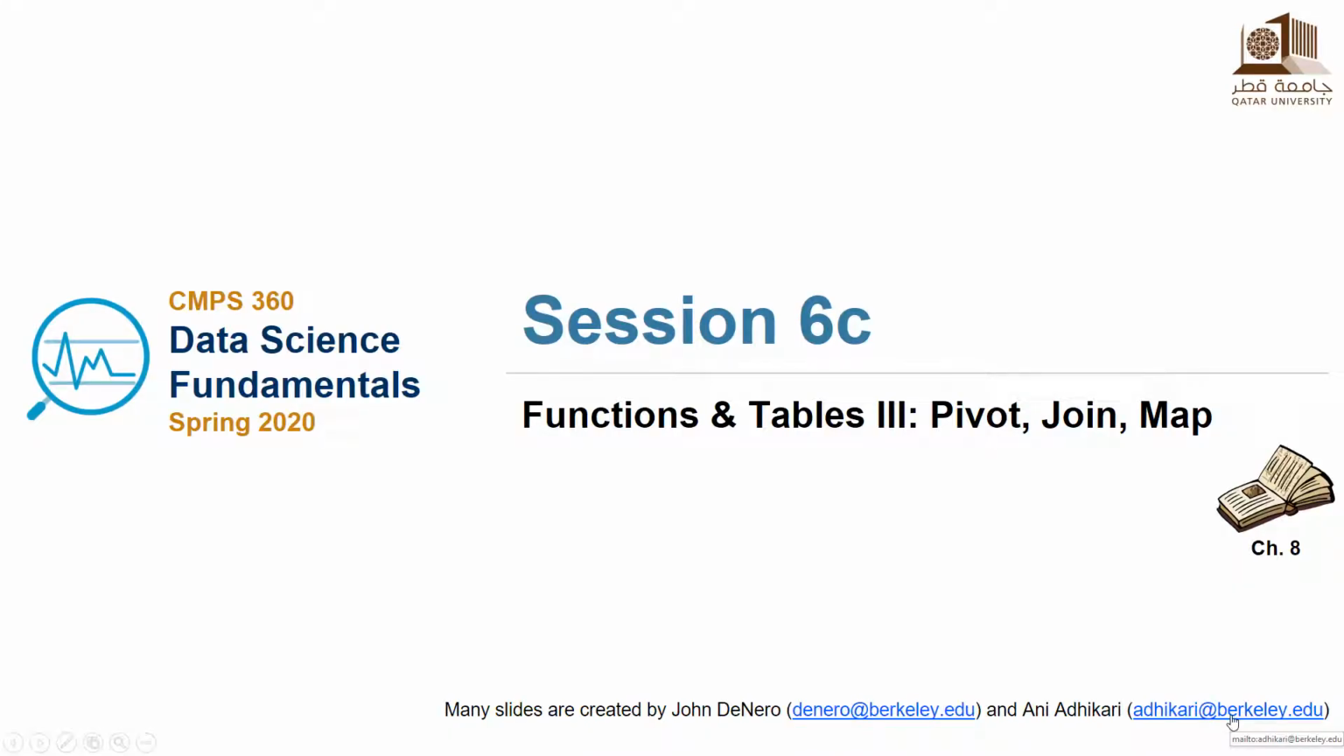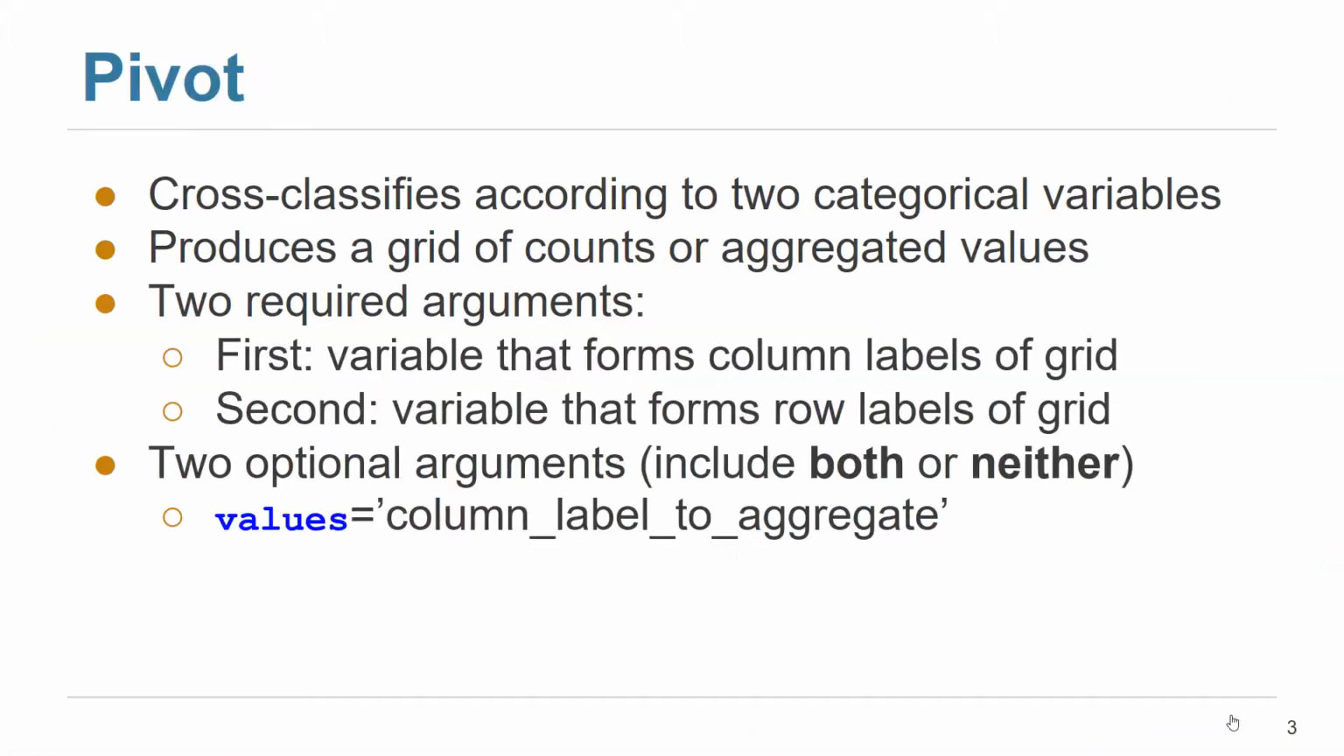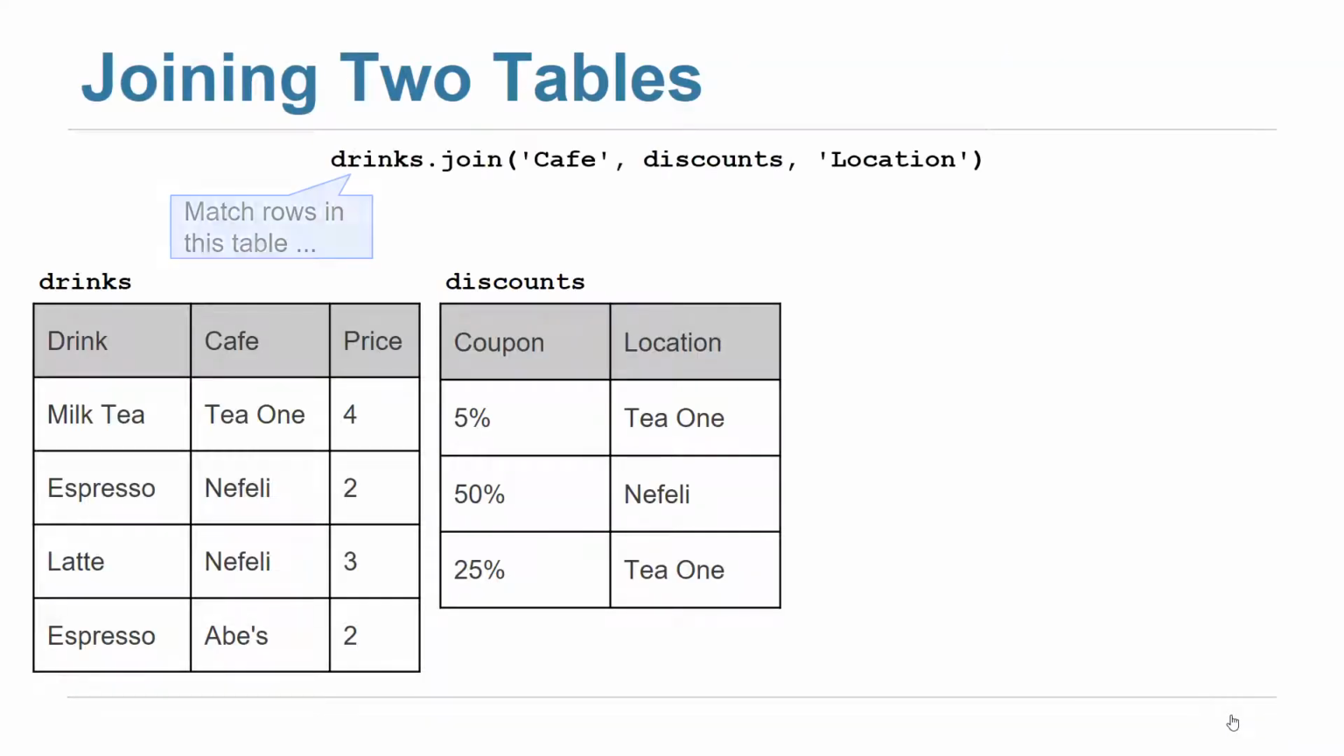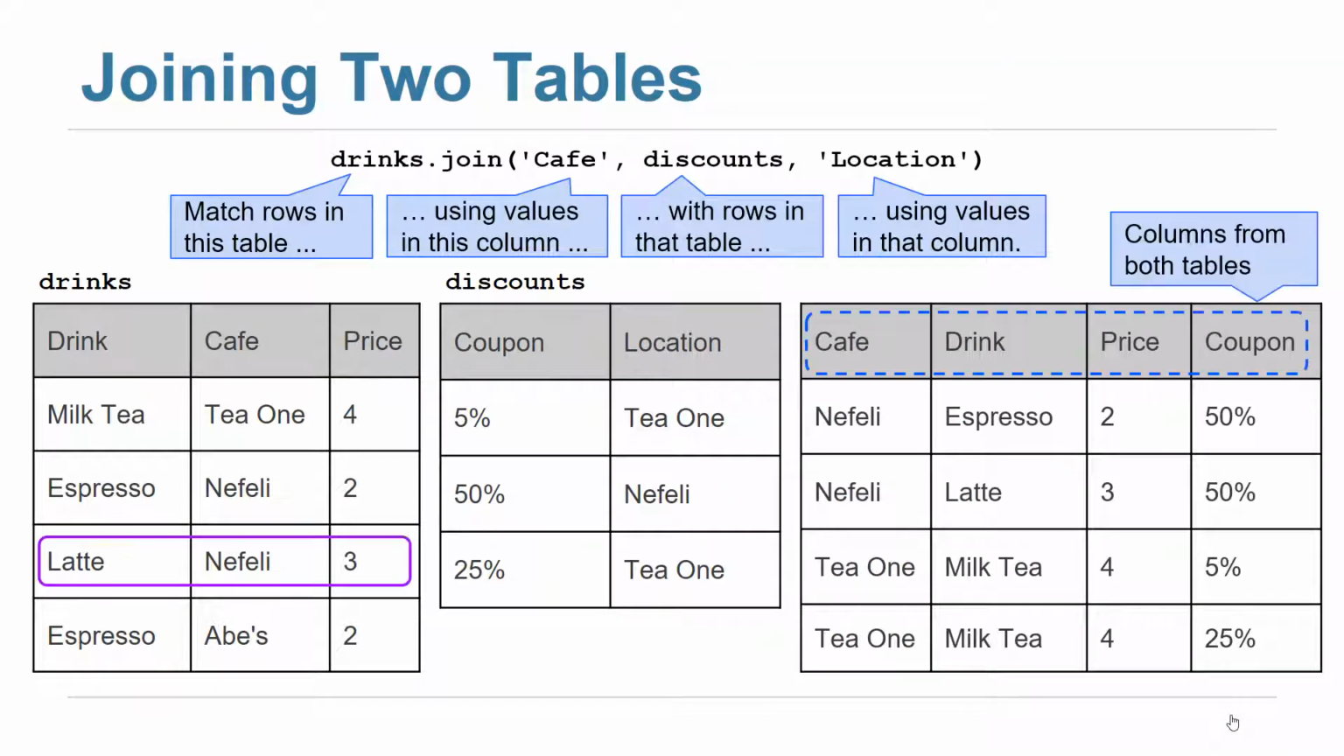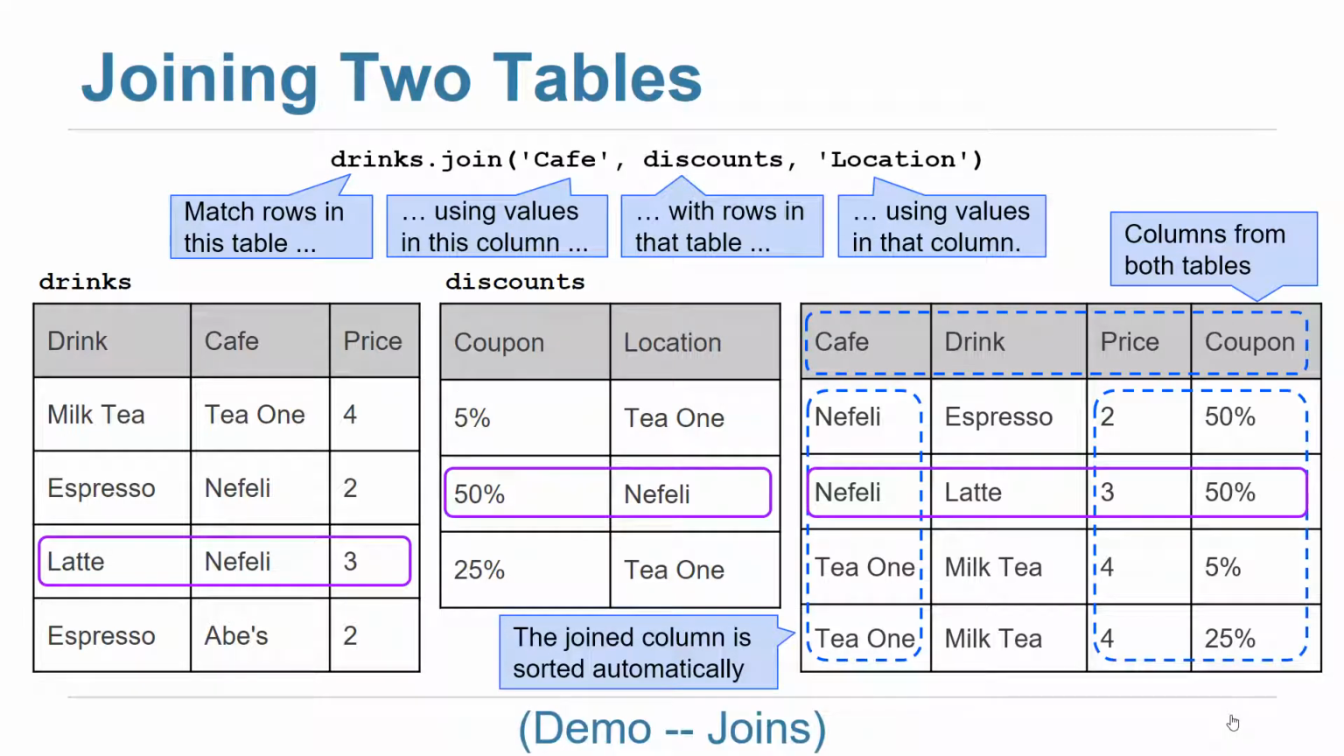Bismillah ar-Rahman ar-Rahim. So we are continuing with the last few slides from the last part of session 6, which is about joining and map. The last thing we discussed last time was the join command, which joins two tables. We join two tables over a common column, and we add the other columns from both tables.